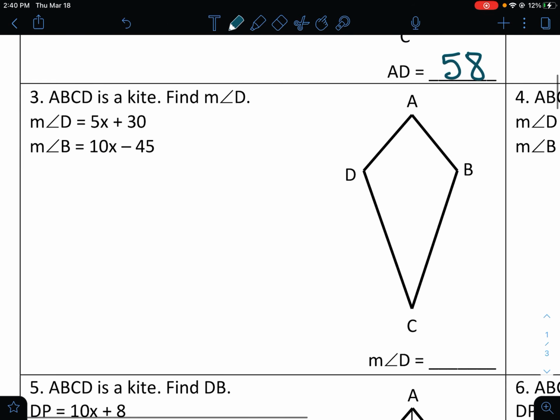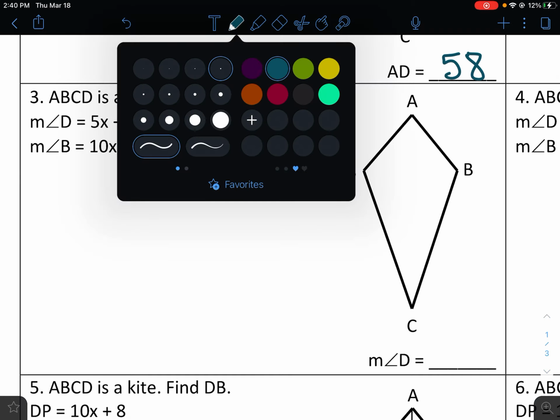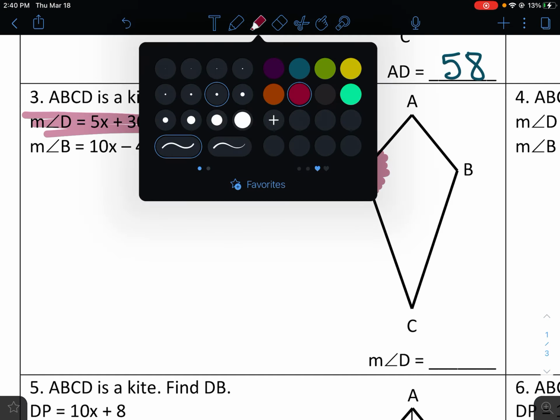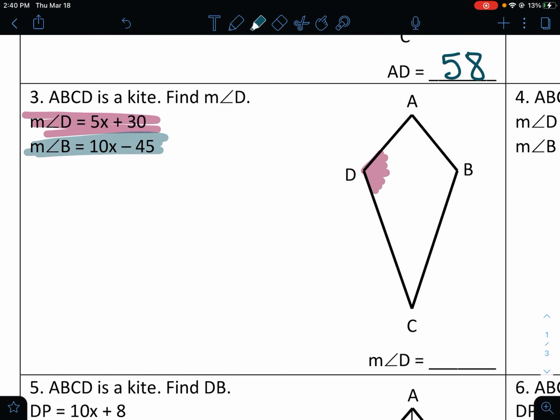All right, number 3. Okay, so let's see, ABCD is a kite. Find the measure of angle D. Okay, this is an angles problem. You see the little symbol right there? All right, so anyway, angle D is right here. Just going to kind of highlight it. And then angle B is here.